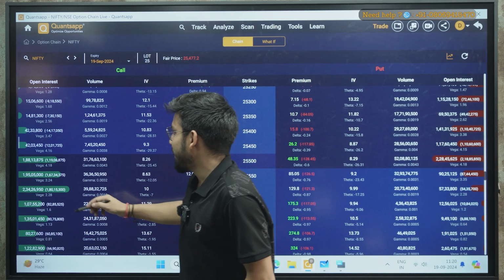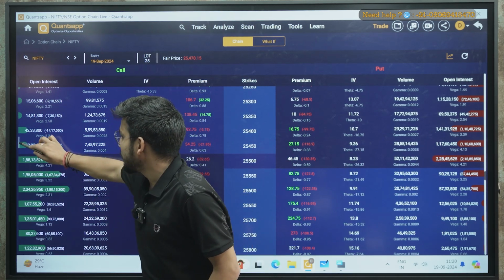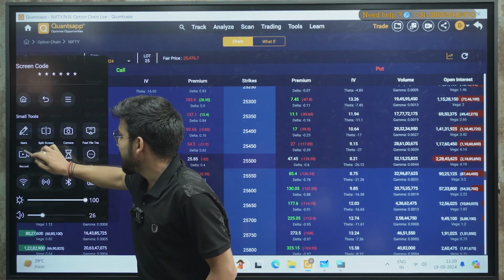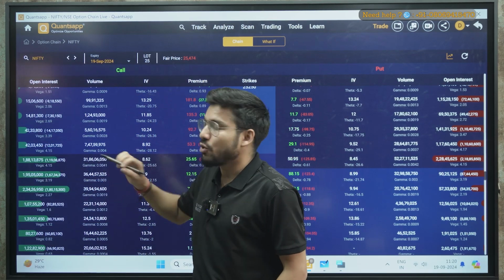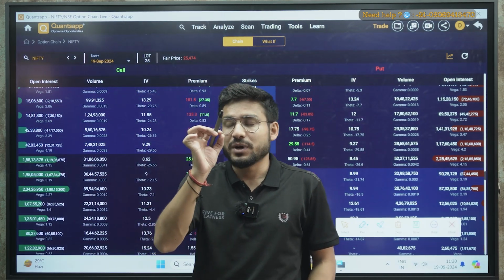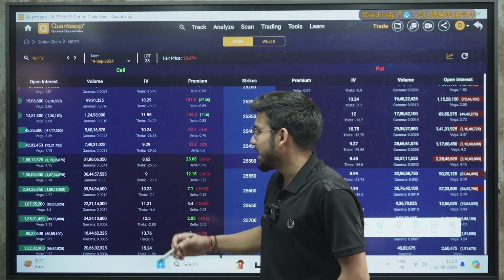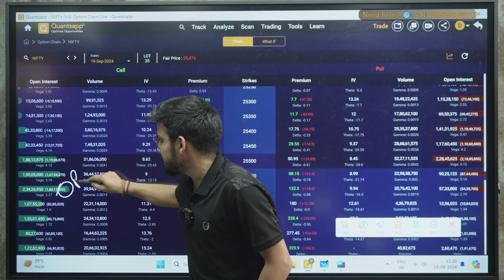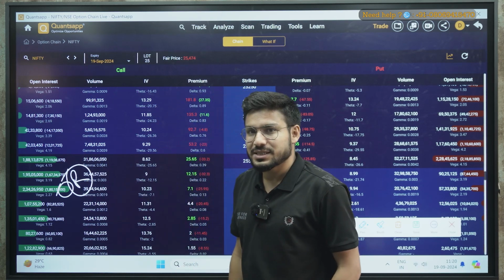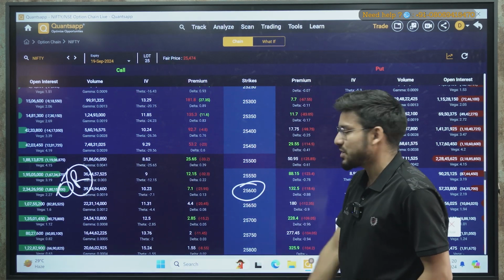You can say that. Why not? Because when I'm making my support and resistance, the open interest plays a very vital part in making support and resistance. So I can clearly say this can be my resistance. This can be my resistance. So my resistance can be 25,600.